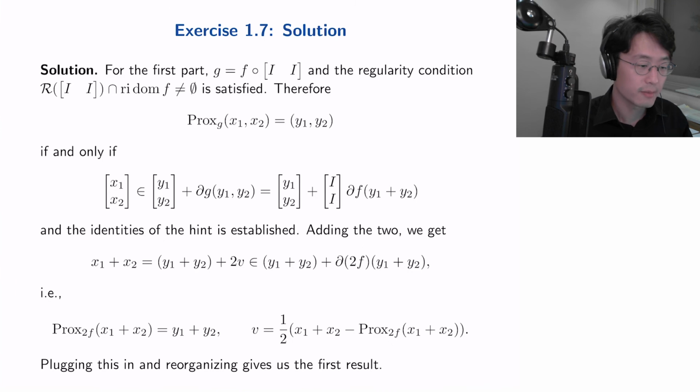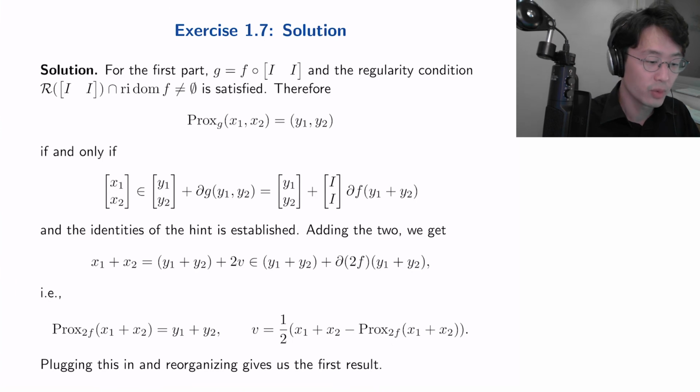Let's solve the exercise. So for the first part, we again note that g is the composition of f with this n by 2n matrix with 2 identity blocks. And we also recognize that this particular regularity condition is satisfied because the range of this matrix is all of R^n, and the relative interior of the domain of f is non-empty because f is a CCP function. So this regularity condition is satisfied, and therefore the chain rule for subgradients holds.